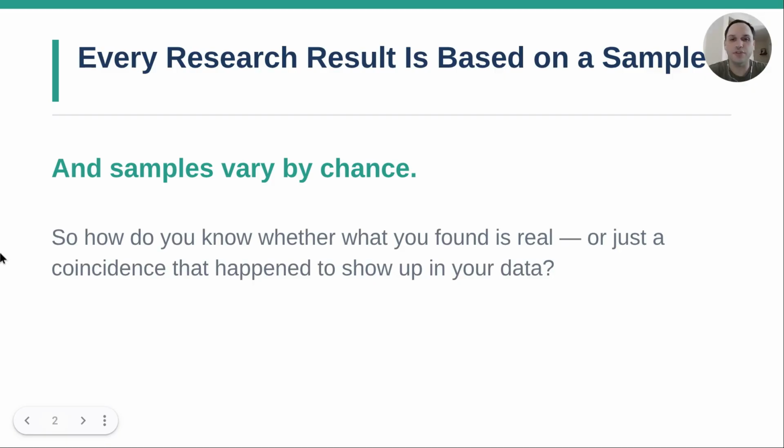Here's the fundamental challenge with any research results. It's based on a sample, not the whole population. You didn't survey every customer, you surveyed some of them. You didn't run the experiment on every user, you ran it on a subset. And samples vary by chance. Even if there's no real difference between two things, you might see a difference in your sample just because of random variation in who ended up in each group. So how do you know whether the difference you found is real, or just a coincidence that showed up in your particular sample?